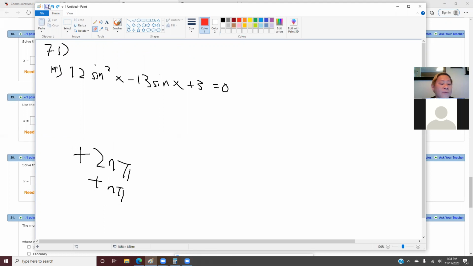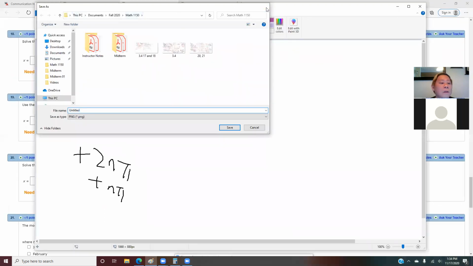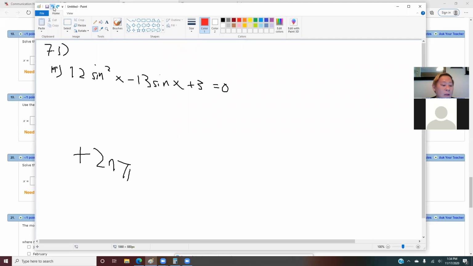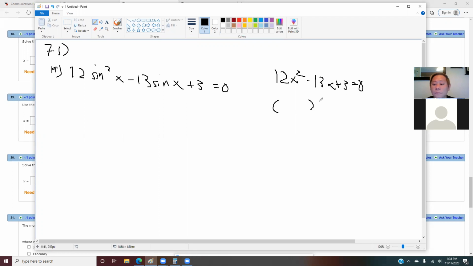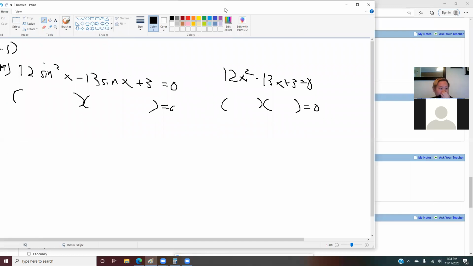Okay. So before we continue with this, we just need to get rid of that other thing. We need to factor this question out. So how do we do this one? 12x squared minus 13x plus 3 equals to 0. Can we factor this one out? If you know how to factor this, then you should know how to factor this one. So Parker, Ryan, you want to try to factor this one?